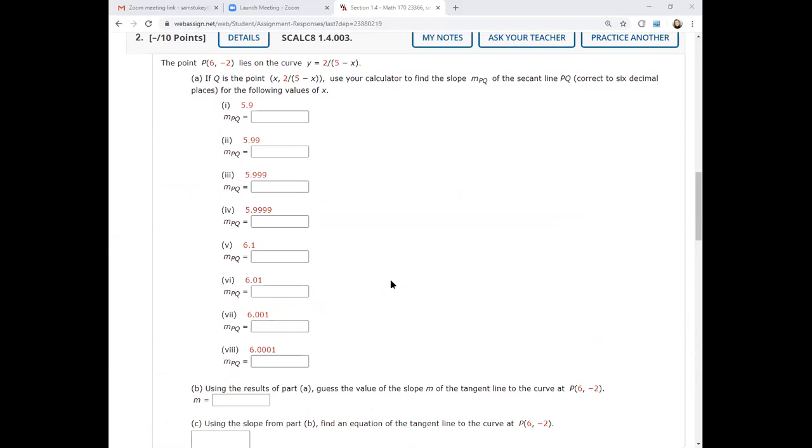Okay, this is the standard. So it says the point (6, -2) lies on the curve y equals 2 over 5 minus x. Okay?